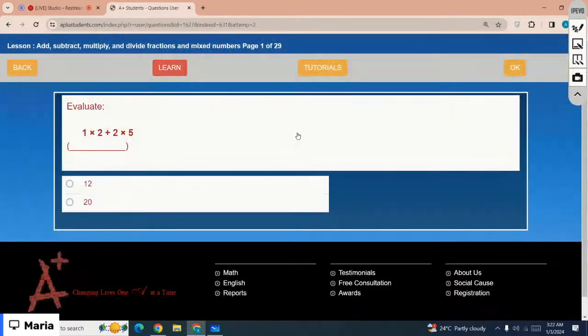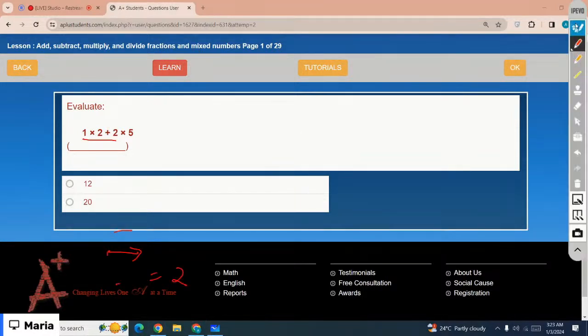Okay, evaluate 1 times 2 plus 2 times 5, which is the correct option. Okay, see, you have multiplication over here and multiplication over here and addition, right? Multiplication has higher priority. You have to perform multiplications first, right? 1 times 2 is 2, 5 times 2 is 10, and then you have to add. So the correct option is 12.